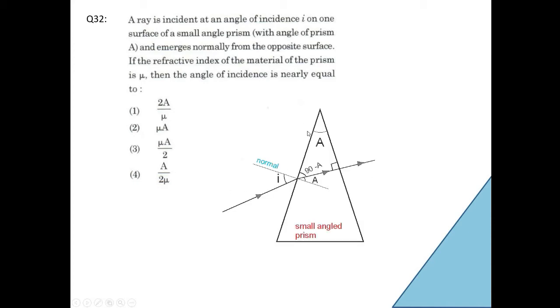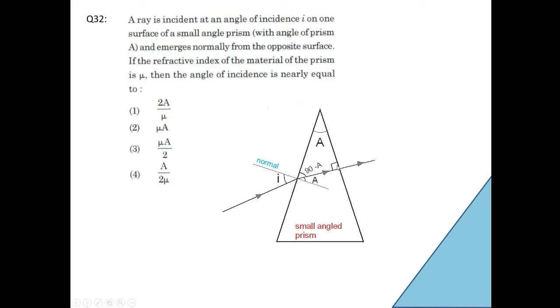Option 1: 2a by mu, option 2: mu a, option 3: mu a by 2, option 4: a by 2 mu. This is the diagram of the small angle prism. Incident ray, refracted ray passes through the prism, and emerges normally at 90 degrees from the opposite face.